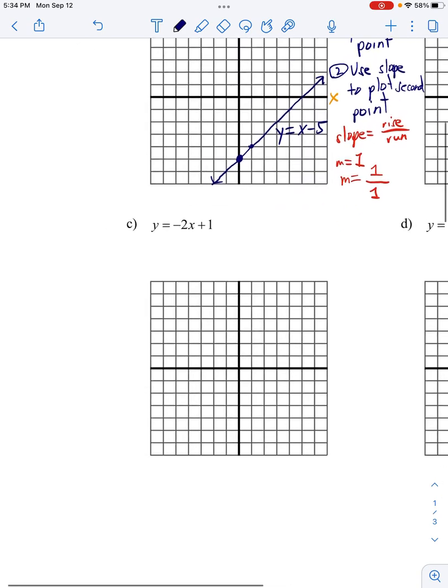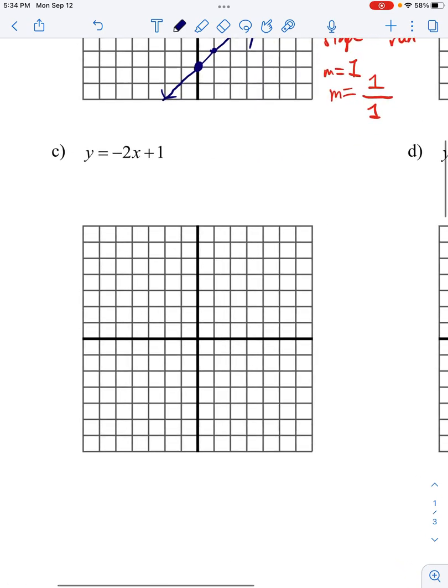Let's go over here to part C: y equals negative 2x plus 1. We're going to start just like we have before. Look at this 1 right here. Our y-intercept is (0, 1). We start by plotting that: 0 and then up 1. So we plot the point (0, 1).